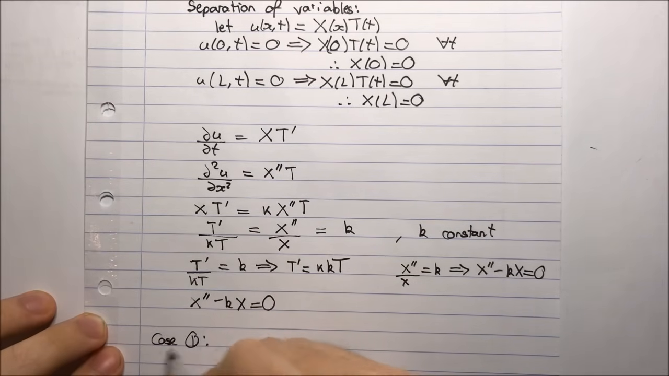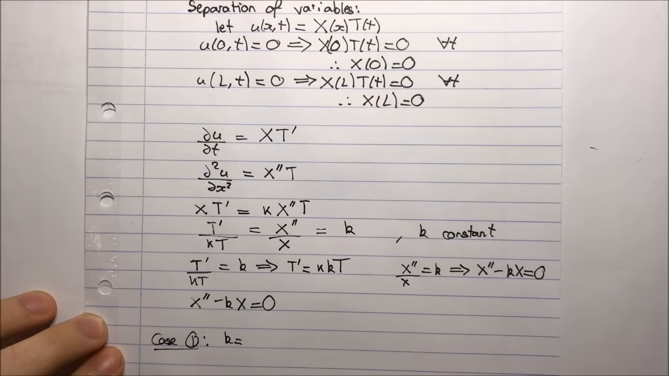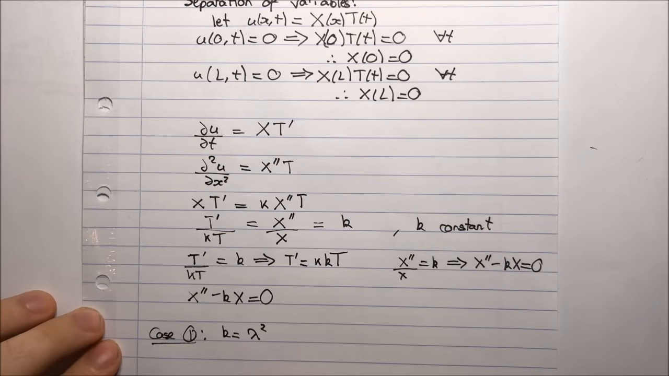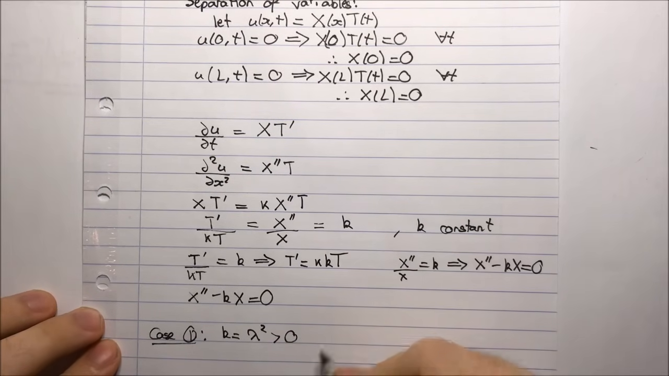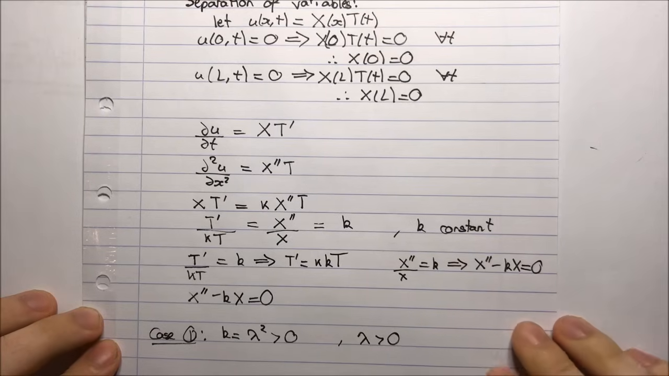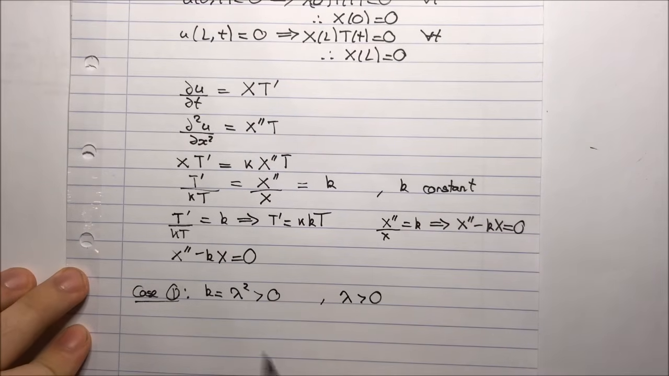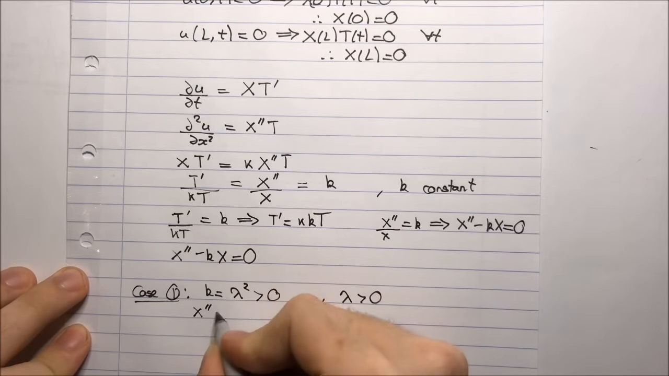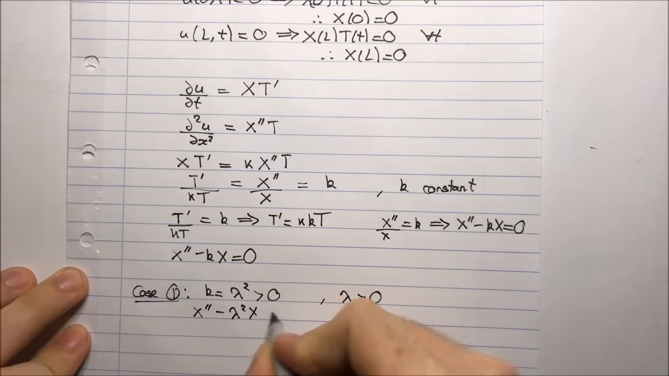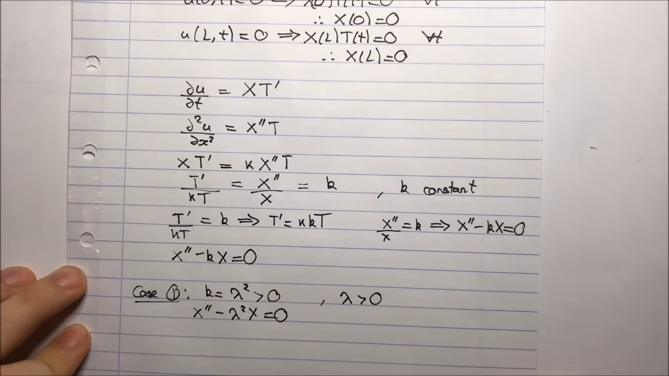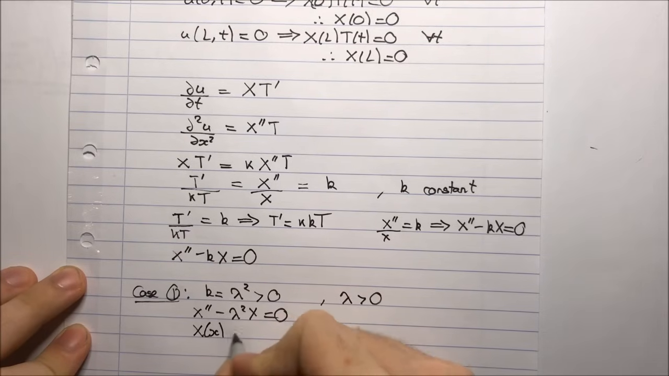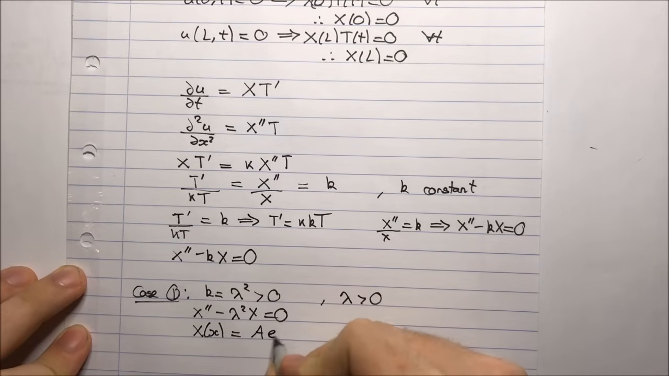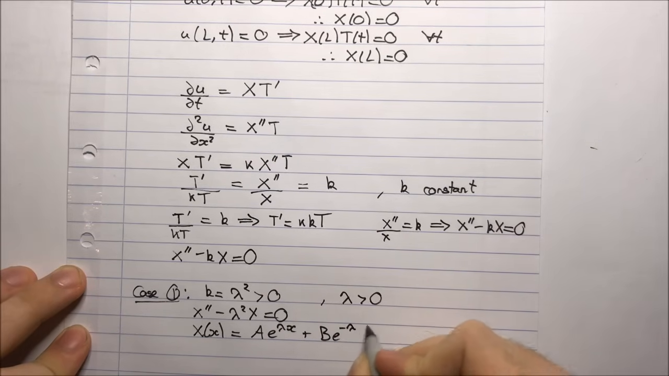Case 1. If k is equal to lambda squared, I'm ensuring that k is positive, and I'll just specify that lambda is also positive. So if that is the case, then I have X double dash minus lambda squared X equal to 0. Hopefully you know how to solve this, and the solution will be X of x is equal to a constant A, e to the lambda x, plus a constant B, e to the negative lambda x.